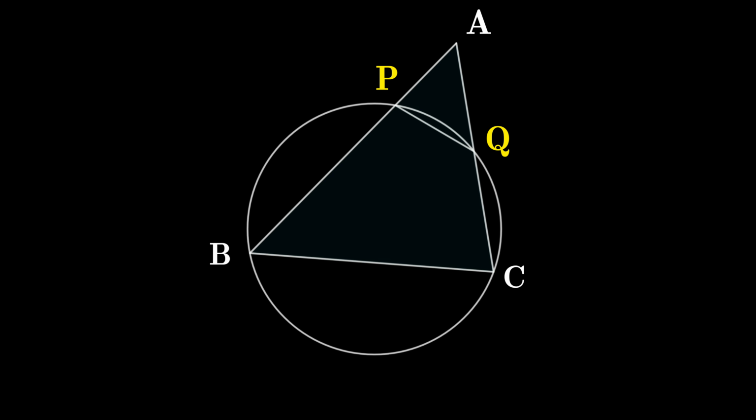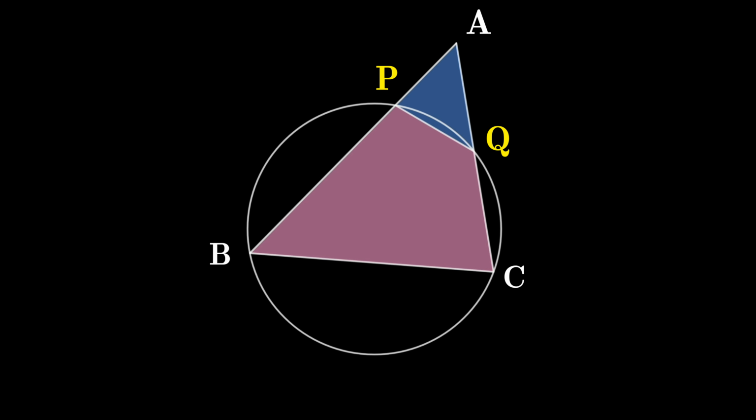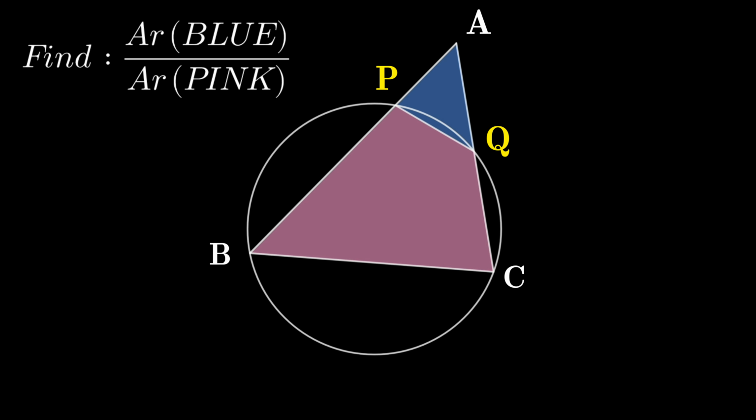Now we can see that because of this line segment PQ, the triangle has been divided into two portions. Let the color of the upper portion be blue and the color of the lower portion be pink. And now the question is to find the value of the area of the blue region upon the area of the pink region if PQ upon BC equals 1 upon 3. So this is Anmol, and now let us see the solution.